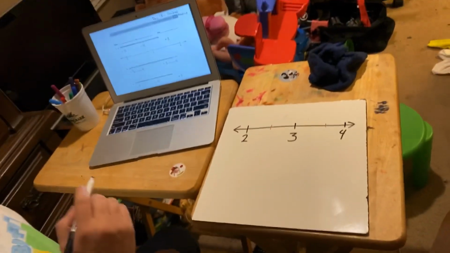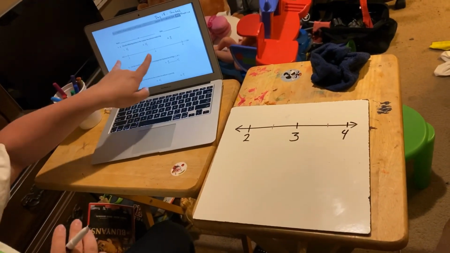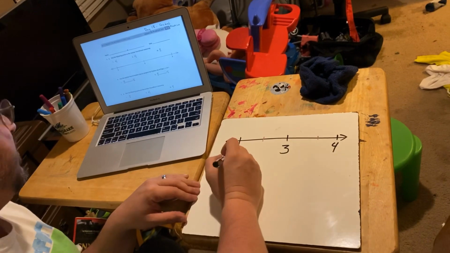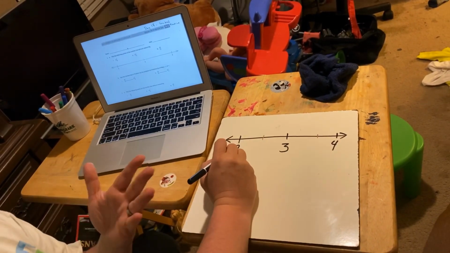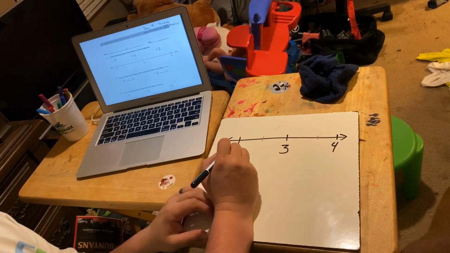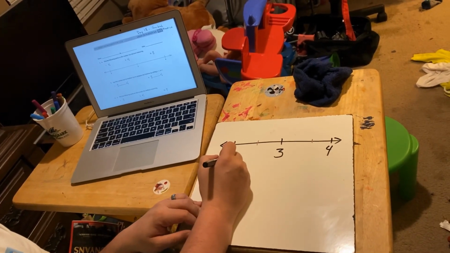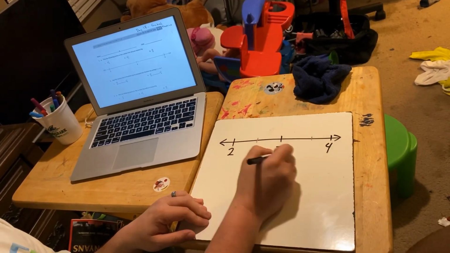The first thing I'm going to look at is those 2 fractions I have there, 2 7/8 and 3 1/6, because those are both mixed numbers. And I know that 2 7/8 is going to be somewhere over here, somewhere between 2 and 3.